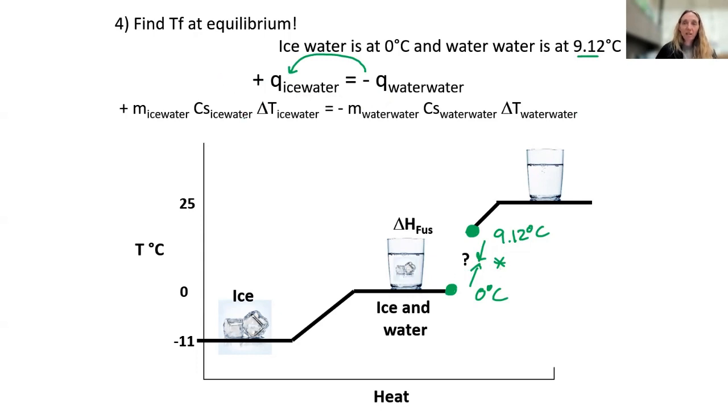So then we use the heat equations, right? We have positive, the mass of the ice water times the specific heat of the ice water, which is now water, right? The change in temperature of the ice water equals negative, because the heat's going into the ice water, the mass of the water that we started with, the specific heat of the water, and the change in temperature of the water. Okay, so that's how we set up the problem. Now, again, you can pause the video here and see if you can solve those and get the same answer. If not, let's continue.